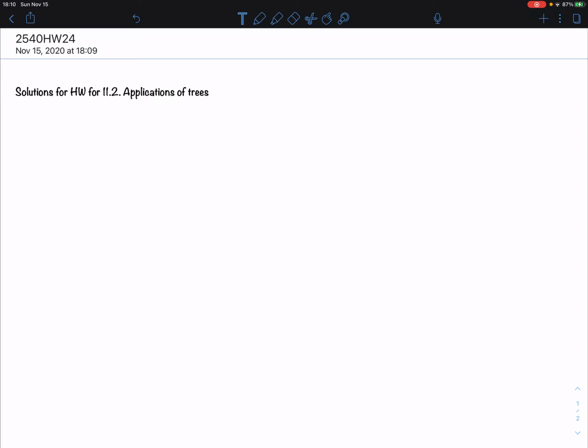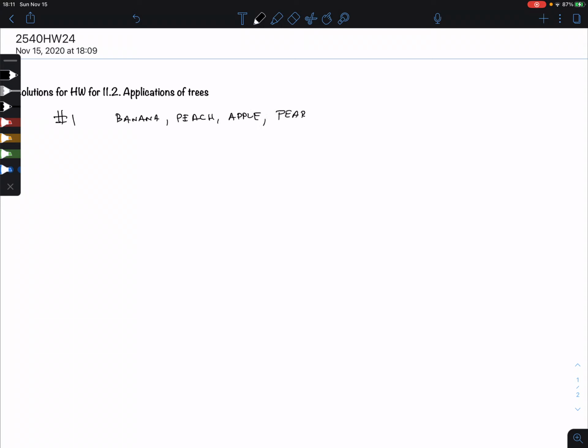The first one was number 3, but you actually first have to do number 1 before you can do number 3, right? So we had banana, peach, apple, pear, coconut, mango, and papaya. And as given, we have to make a binary search tree for them.